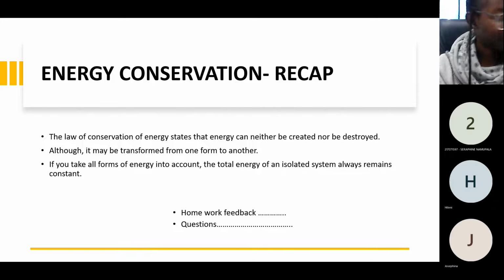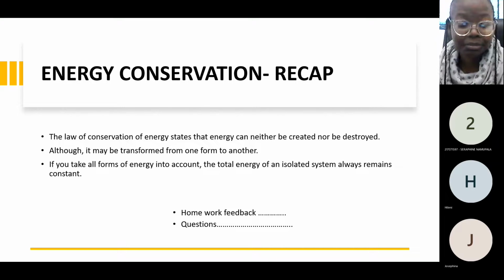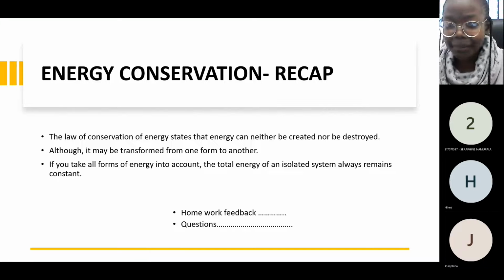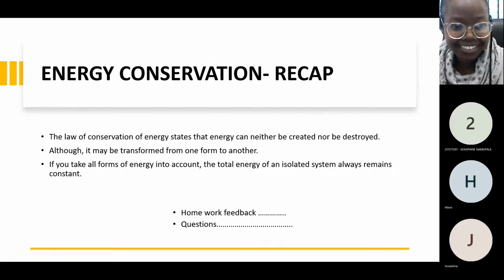The next thing that we are going to do as per our content for this lesson is recap what we previously discussed, which was energy conservation. Can someone tell me what the law of conservation of energy states? Does anyone want to volunteer and give us an explanation, or just read on the PowerPoint what it says? Can we have a volunteer, please? Or should I just continue?